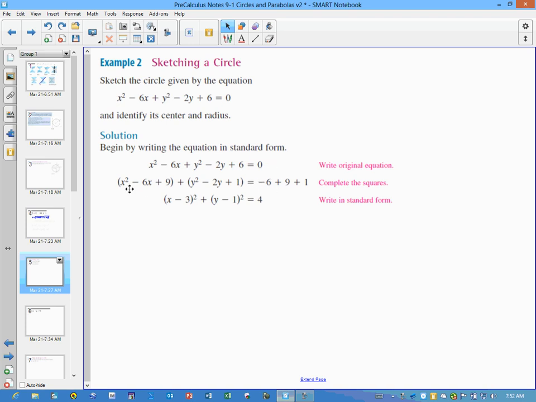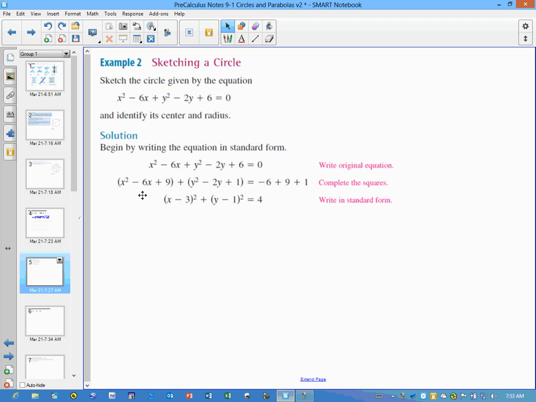And then for the x terms, I'm going to look at the linear coefficient, which is -6. I'm going to divide by 2 and then square it. So -6 divided by 2 is -3, and when I square it, I get +9. So I add 9 to complete the square, which means on the other side, I have to also add 9 so that I preserve equality.